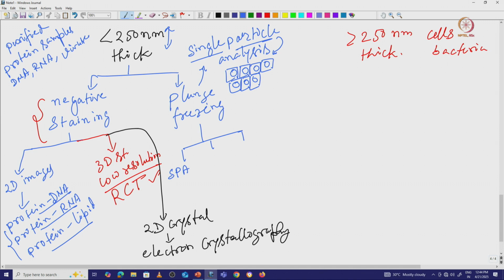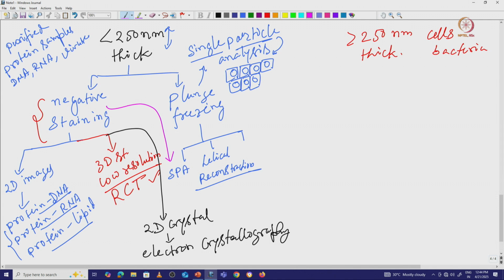What else can we use it for? We can use it for helical reconstruction. Sometimes negative staining we can also use for single particle analysis. So, this is our plunge freezing.